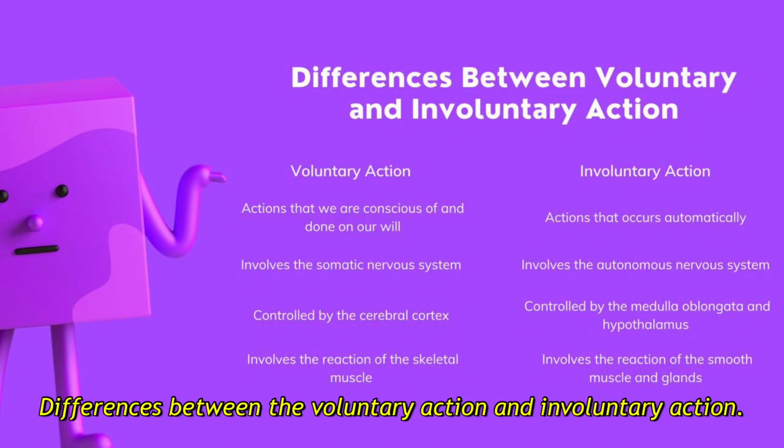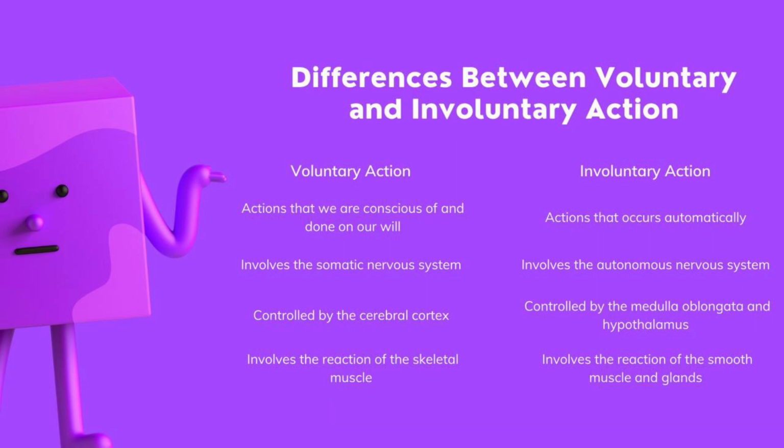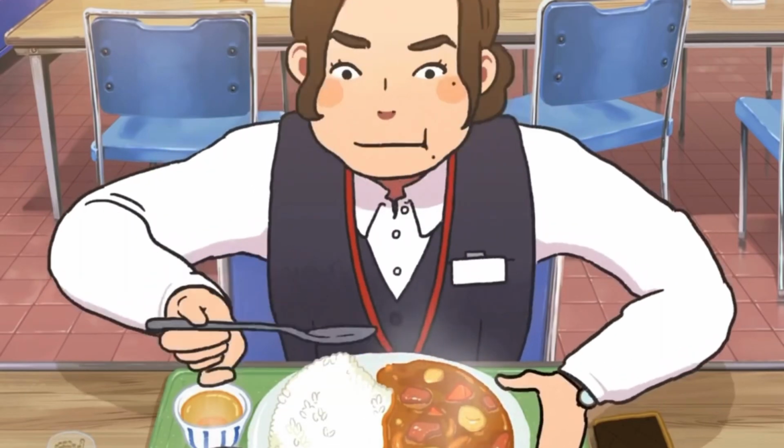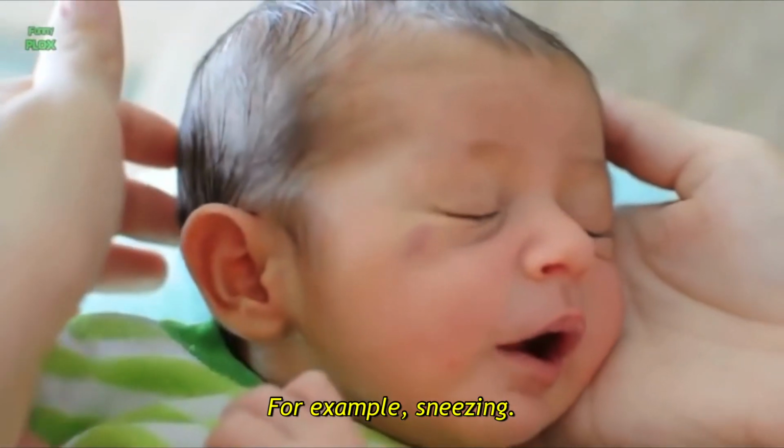Differences between voluntary and involuntary action. Voluntary actions are actions that we are conscious of and do of our own will. For example, eating. Next, involuntary actions are actions that occur automatically. For example, sneezing.